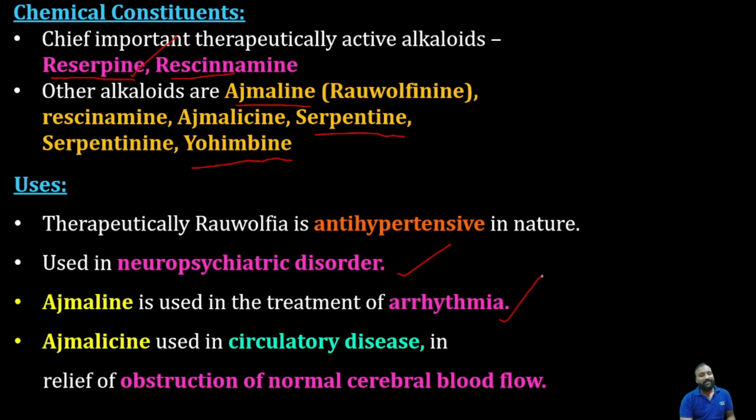And it is used in circulatory disease and relief of obstruction to the normal cerebral blood flow. When any other obstruction leads to reduced cerebral blood flow, in such conditions also we can use it. It is for arrhythmia and for cerebral blood flow. Because it has another extension like cerebral blood flow, that is how you need to remember. Okay, so these are the uses of Rauwolfia, and that's about Rauwolfia.